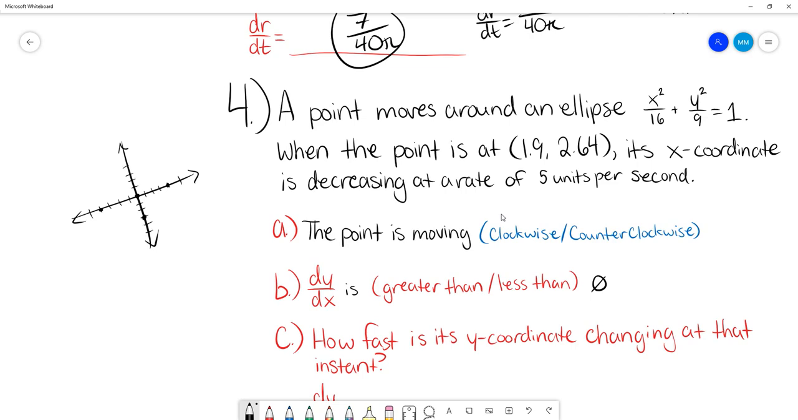So I'm just going to gently sketch this out, and we're going to get an ellipse, something like this. Oh man, that's a potato. That's okay. It's going to be something like that. You get the gist. And so at the particular point they gave us, at 1.9, so it's about there, 1.9 comma 2.64. I'm going to mark that in red.